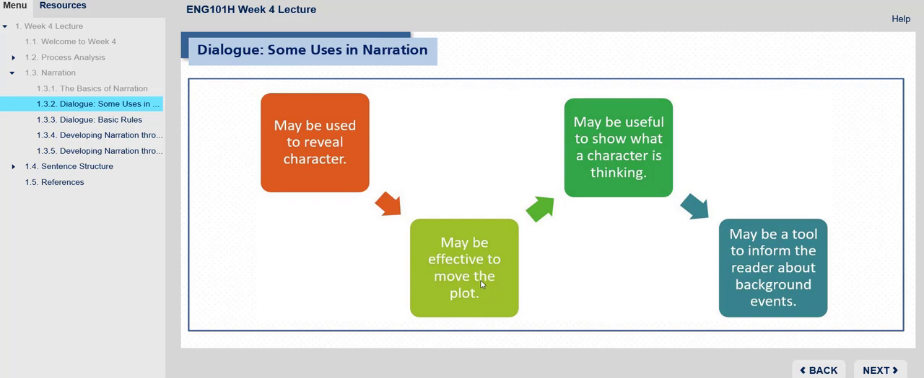So, which is more interesting? If I were to simply say, he found a red house down the block, or if I made it into dialogue. So you can use dialogue to move the plot. It may be useful to show what a character is thinking. And so instead of writing, John thinks that this lecture is boring, you would say, as John was sitting in the lecture, he had many thoughts bubble in his head.